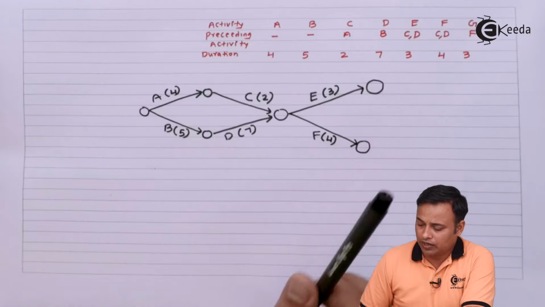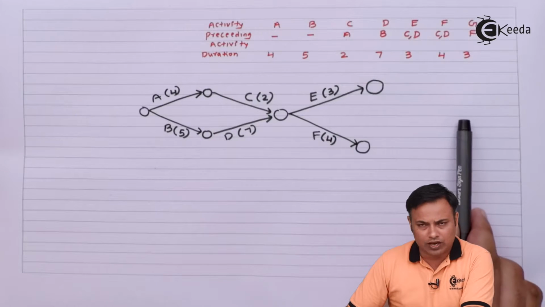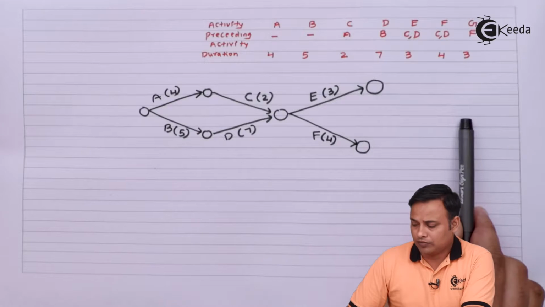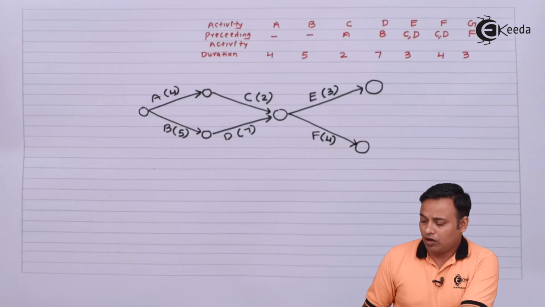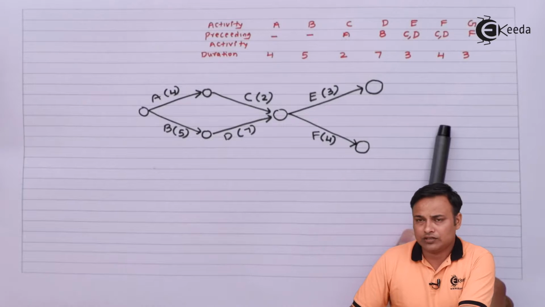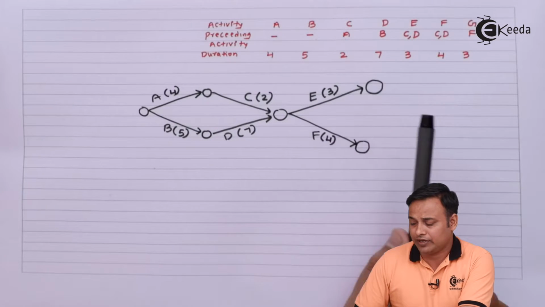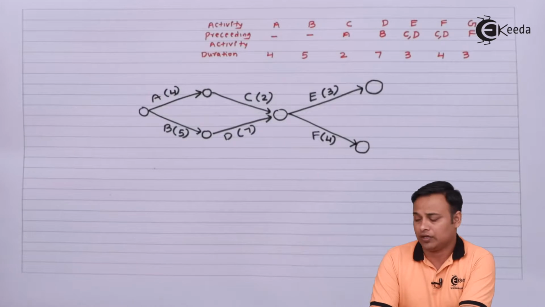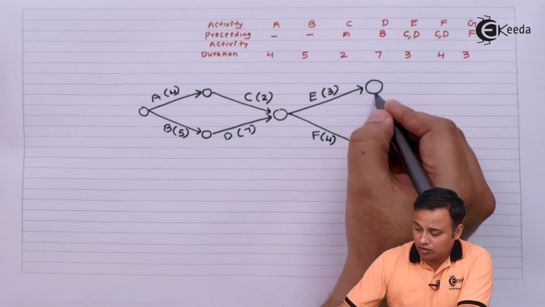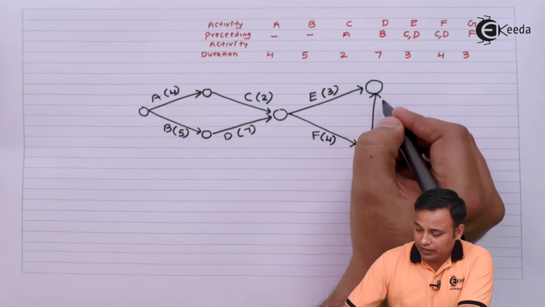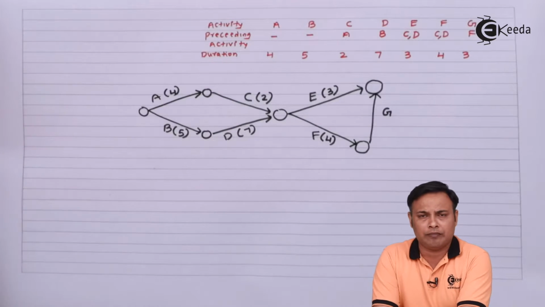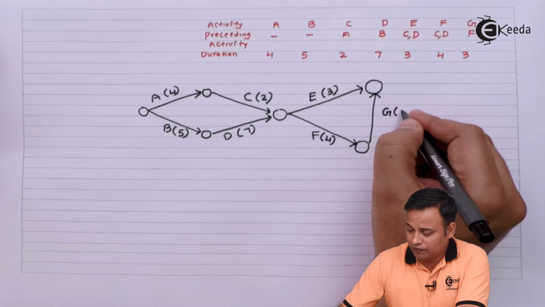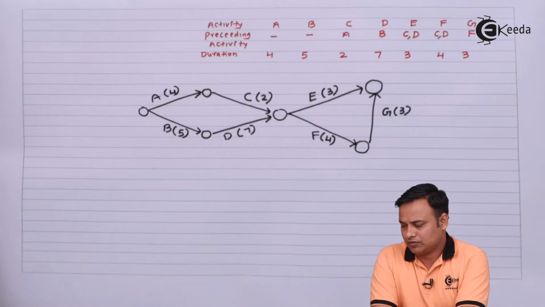After F, G will come. Now if I draw G directly after F, there will be dangling because two activities, E and G, will be the endpoints, which is not allowed because we can have only one endpoint. Therefore, I will draw G directly from F and I will combine it with E because E and G are my end activities in the network diagram. So G will have a duration of 3 days.